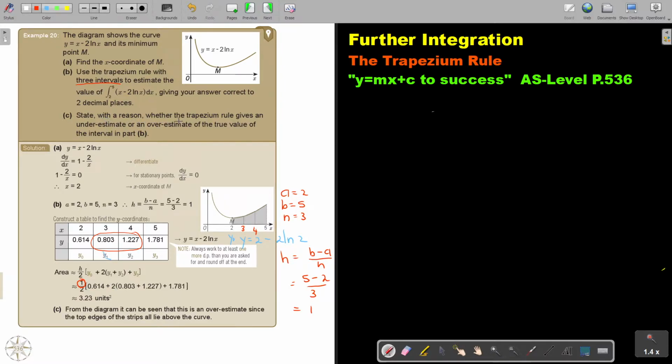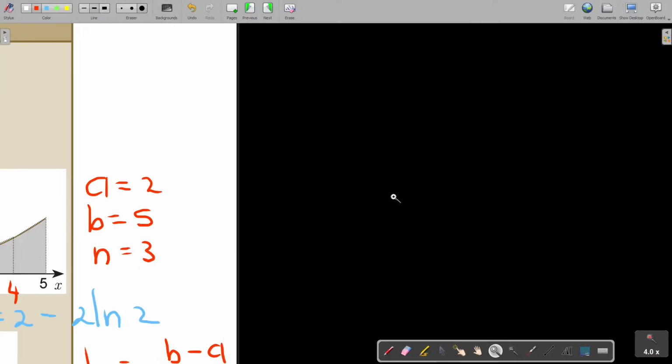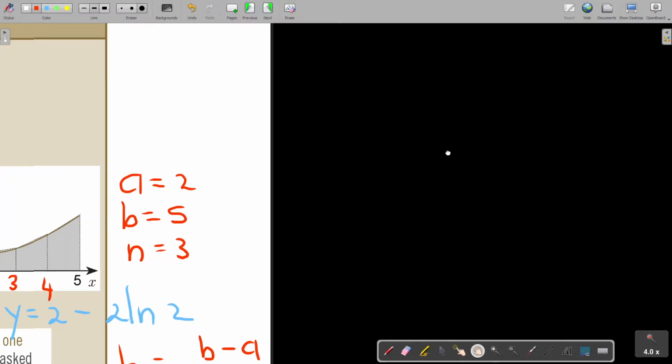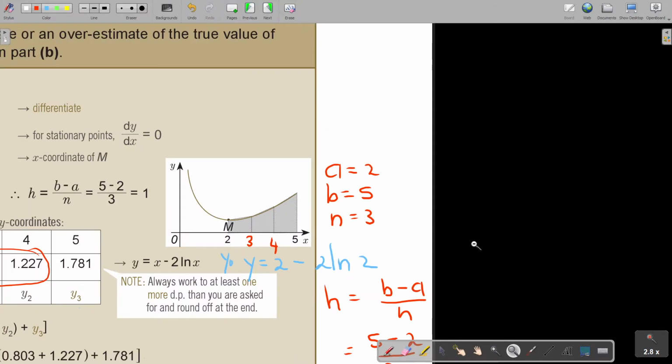State with a reason whether the trapezium rule gives an underestimate or an overestimate of the true value of the integral. Now, if you look here, I want to show you. That means, is it a little bit over? I must make it quite big for you to see. But if you look at those trapeziums, you can see it's a little bit over. And that is the reason why you say, let's just go.